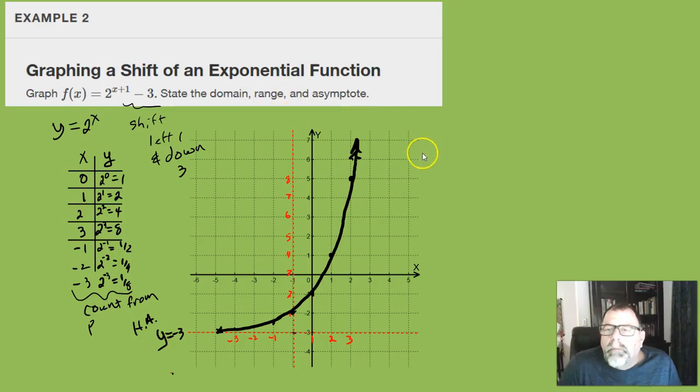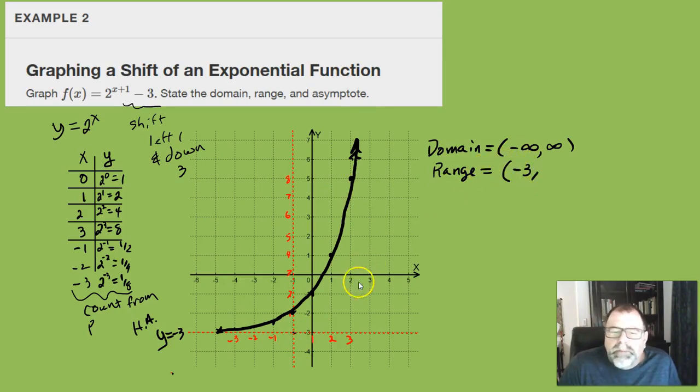And let's see, state the domain. So the domain's still all real numbers. The range, okay, the range got shifted. We shifted it down 3, so it's from negative 3 to infinity. And it's an open parenthesis because it doesn't hit. That's a horizontal asymptote, and it never hits it in this case. And then the asymptote is y equals negative 3.